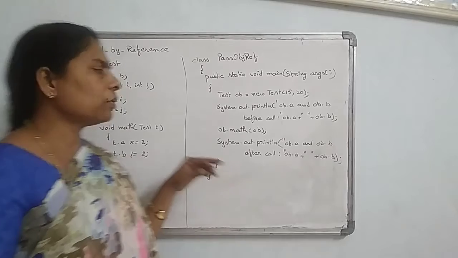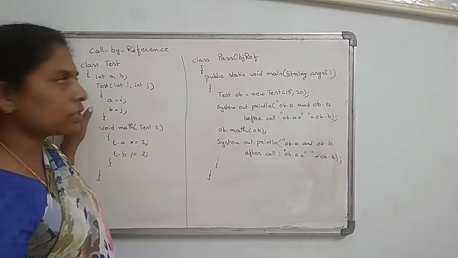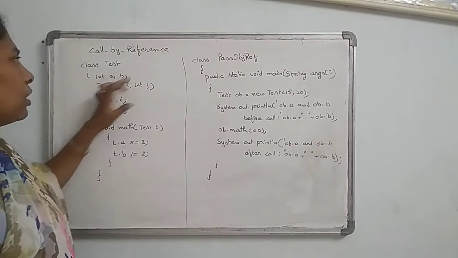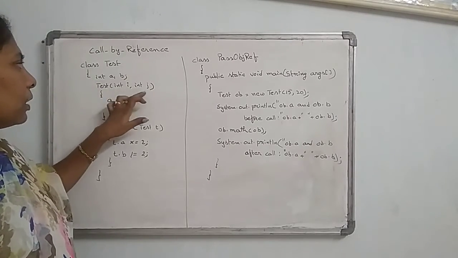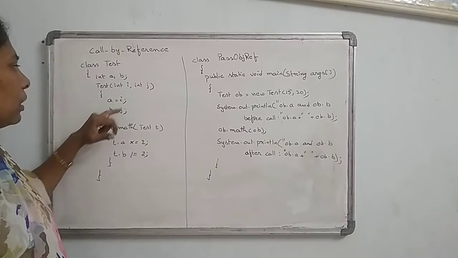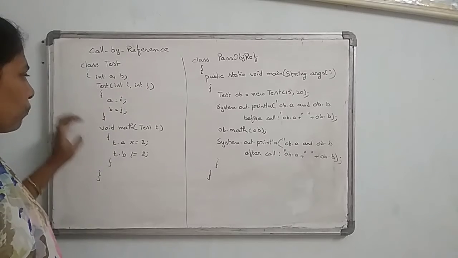So now this is the example of call by reference. In that I am creating a class Test. In that I am taking the two variables a and b. And in the one method Test, I am taking the two variables i and j. And a is assigned to i and b is assigned to j. That means the a and b values are passed to i and j.